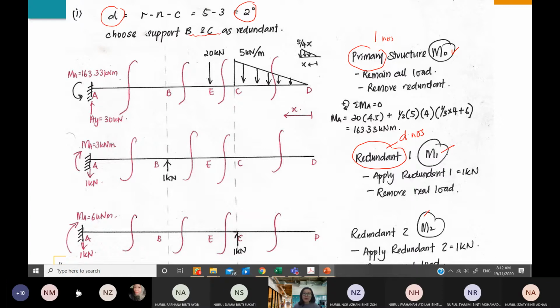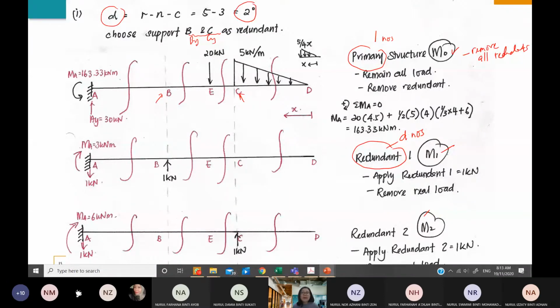Now, how to draw the primary structure and the redundant structures? In the primary structure, we need to remove all the redundants. In this case we have two redundants, and we have chosen BY and CY as redundants, so we remove both BY and CY. Then you keep all the real loads, and this will be the primary structure.